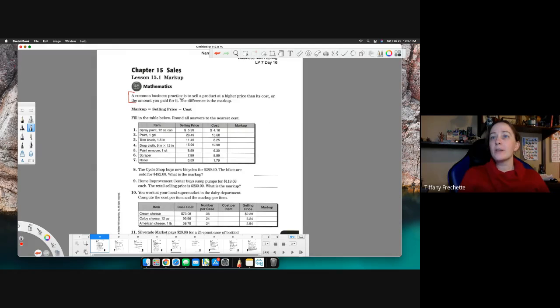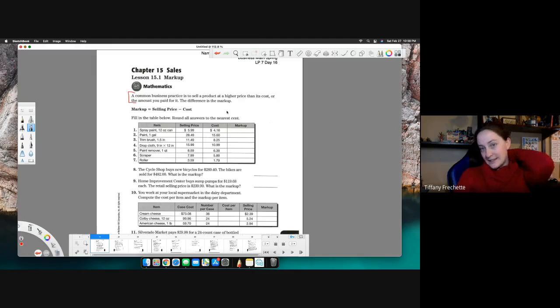A common business practice is to sell a product at a higher price than its cost, or the amount you paid for it. The difference is the markup. So if you've ever wondered, when you go to the store and pay a certain amount for an item, that is not what the store pays for it. They probably pay a much lower price and mark it up so they make money off of it. If they sold it to you for the same price they bought it for, they wouldn't make any money.